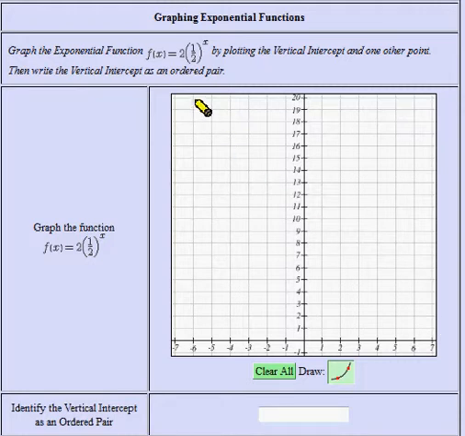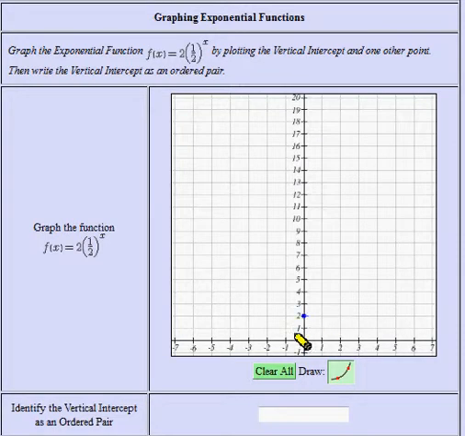In this problem, we're given an exponential equation of the form y equals ab to the x. We're asked to plot the vertical intercept and one other point, and then write the vertical intercept as an ordered pair. So from a previous video, you learned that if you have an exponential equation of the form y equals ab to the x, it's the a that would be the vertical intercept. So the fact that my a is 2 means that the graph is going to cross right here at 0, 2.